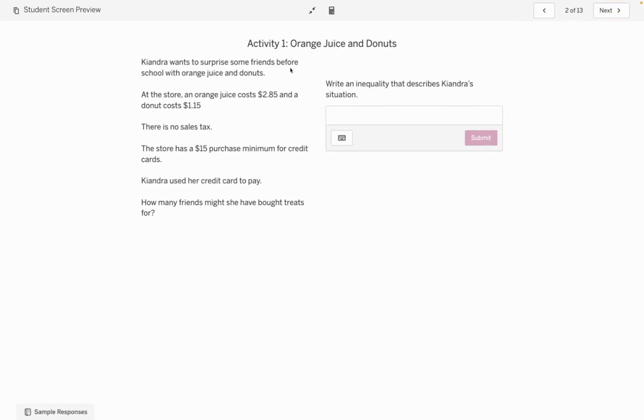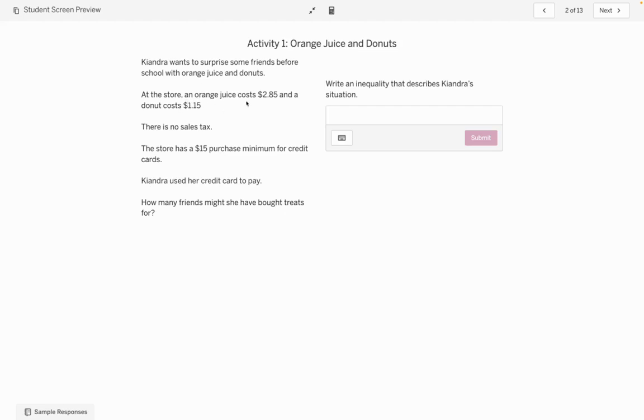Keandra wants to surprise some friends before school with orange juice and donuts. At the store, the orange juice costs $2.85 and donuts cost $1.15. There's no sales tax. The store has a $15 purchase minimum for credit cards. Keandra used her credit card to pay. How many friends might you have bought treats for?